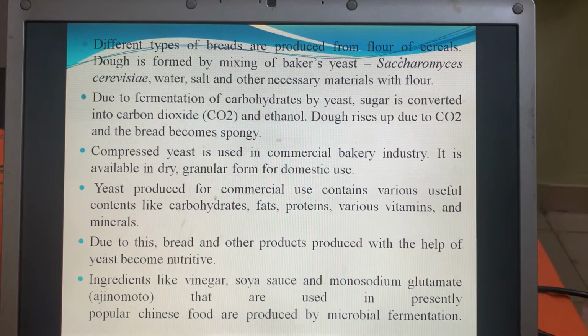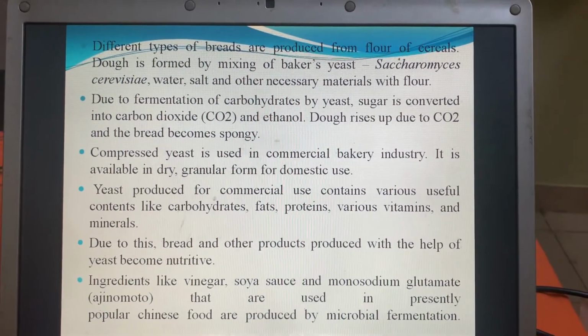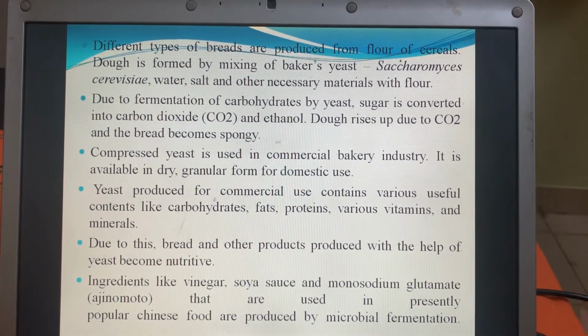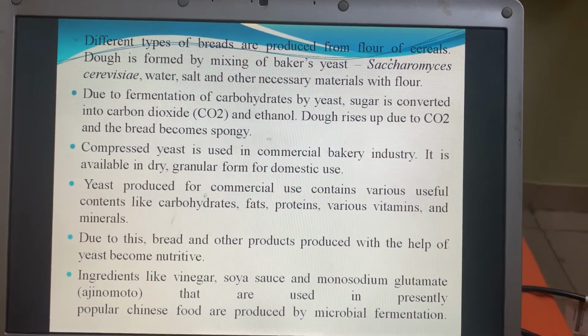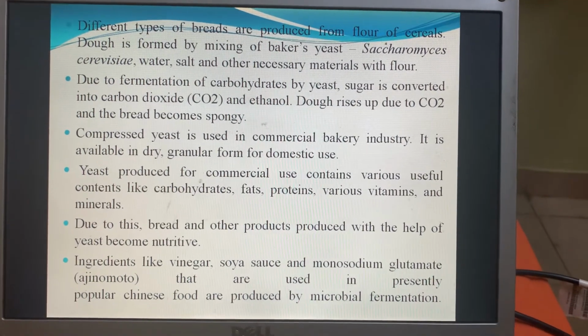जो आटा जो हमने गूंदा है ईस्ट के साथ वो फूल जाता है. Why? Because of the carbon dioxide, and therefore the bread becomes nice, soft and spongy.